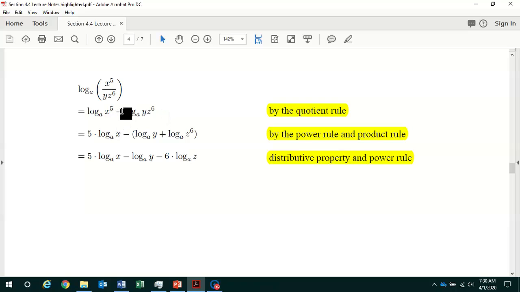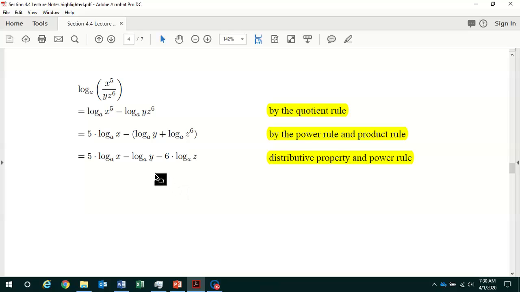So this first term, 5 is an exponent of the variable x. The 5 can be brought down in front of the log, and we have 5 times log base a of x. And then we have the log of y times z to the 6th. So by the product rule, that's equal to log base a of y plus log base a of z to the 6th. Okay, and when you expand this using the product rule, it has to be put in parentheses because we're subtracting this log, and this log is equal to this sum. So you got to put the sum of these two logs inside the parentheses.